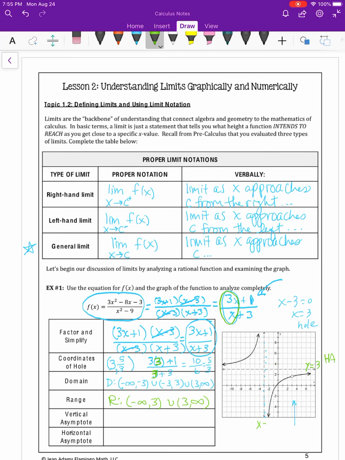Vertical asymptote, we said, was at x equals -3. So our vertical asymptote is at x equals -3, and we said our horizontal asymptote was at y equals +3. Okay.